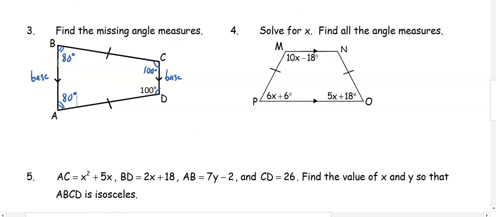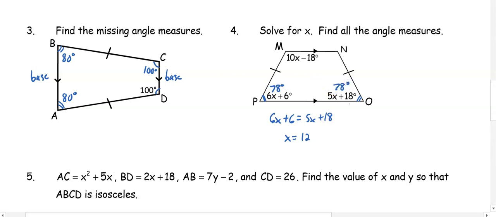In number 4, we want to solve for x. So we know that P and O are on the same base. So we can set those equal. 6x plus 6 equals 5x plus 18. So we get x equals 12. Once we know x is 12, we can substitute. So 6 times 12 plus 6 gets us that angle P and angle O are 78 degrees.